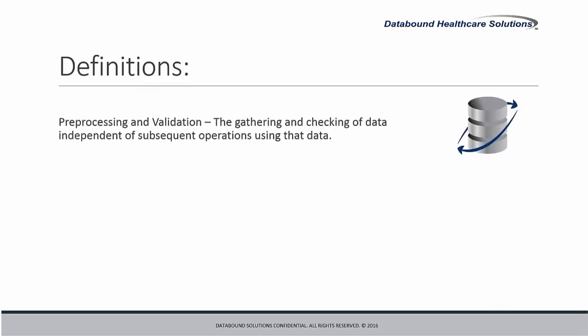The first definition is pre-processing and validation. The way we define that is the gathering and checking of data independent of subsequent operations using that data. So for example, if I get a name from an outside vendor, I might want to check it and change it so that it fits the format that I need to put it wherever it needs to go.